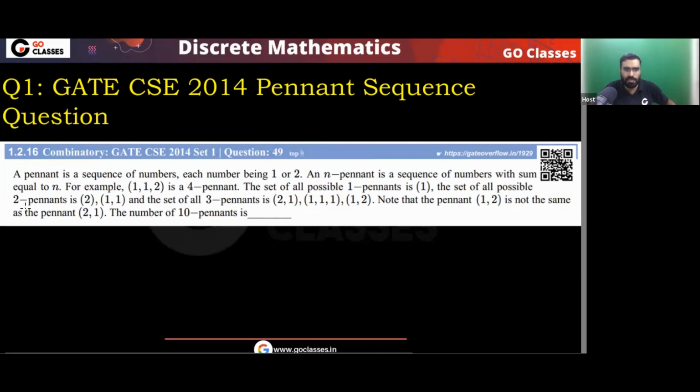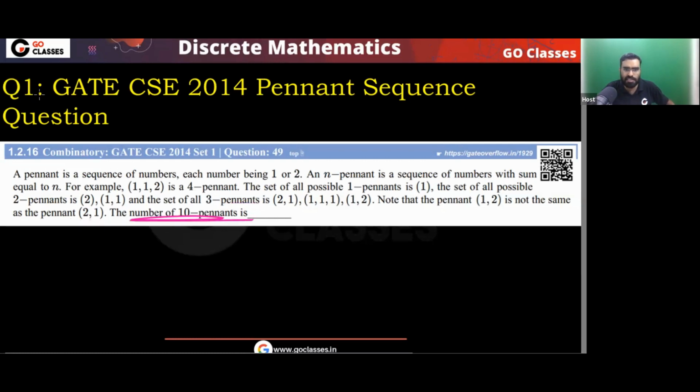For example, the set of all 2 pennants: this is a 2 pennant and this is a 2 pennant. Similarly, the set of all 3 pennants: this is a 3 pennant, summation equal to 3. And the question is saying that order matters, because you can see this is not same as this. Here 1 comma 2 is a 3 pennant, and similarly 2 comma 1 is also a 3 pennant, and they are different, so order matters.